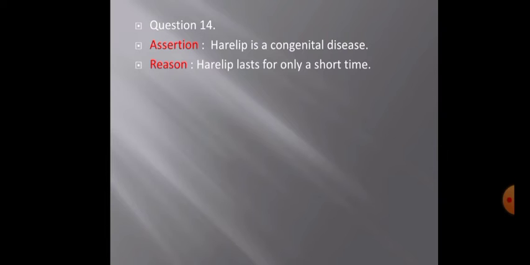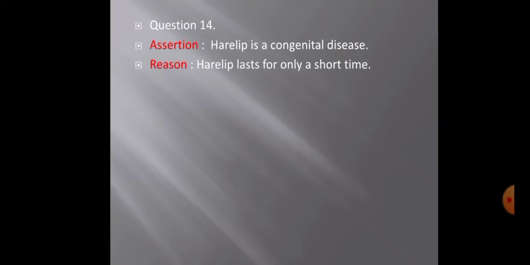The 14th question says the assertion: hair lip is a congenital disease. So children, we have already studied the types of disease, where we have seen there are two special types of disease, that is congenital and acquired, right? Congenital diseases are the ones which come with birth. By the birth of the child, the congenital disease will be there.